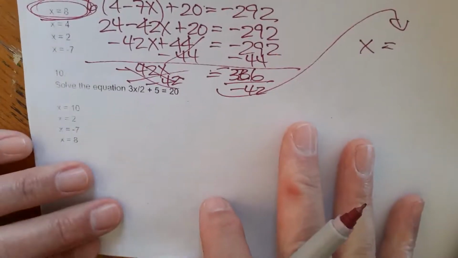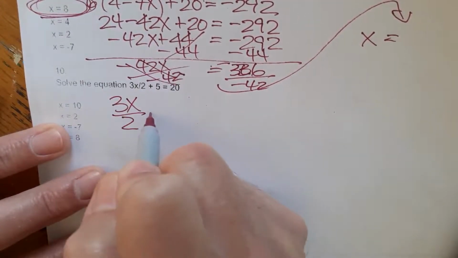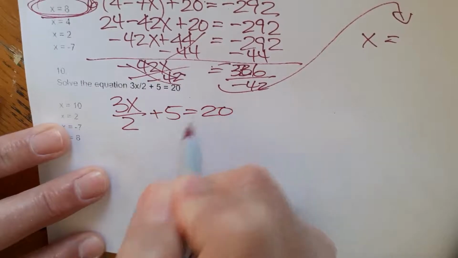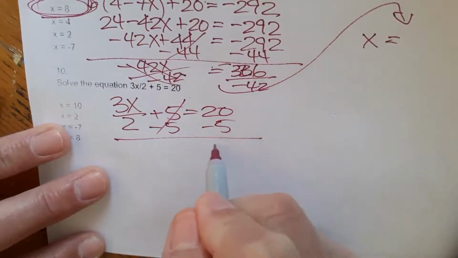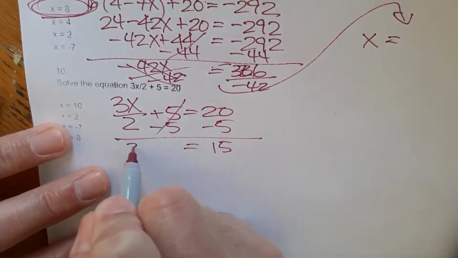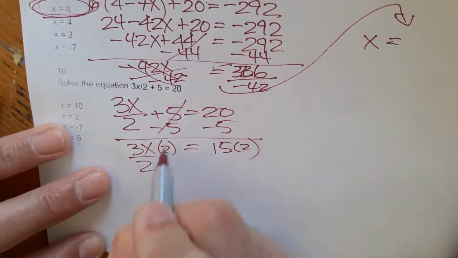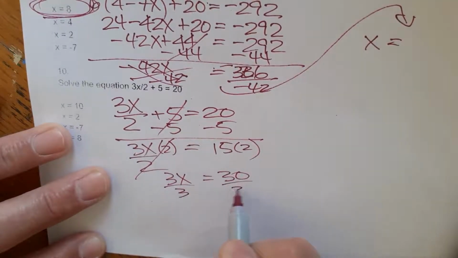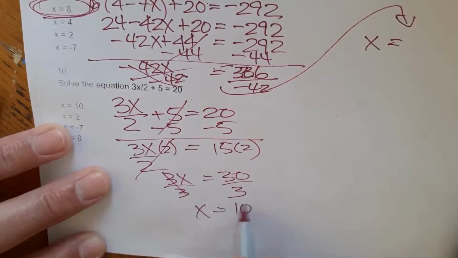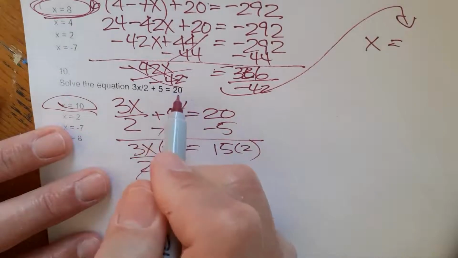Okay, let's do the next one. Let's skip it. Let's let our brain chew on it. For whatever reason, I didn't eat my Wheaties this morning or something. Okay, minus 5, minus 5. All right, gone. 15 equals 3x over 2, times 2 on both sides. 3x equals 30, divided by 3, divided by 3, x equals 10. Let's check it. 30 divided by 2 is 15, plus 5 is 20. 20 equals 20, check, check.